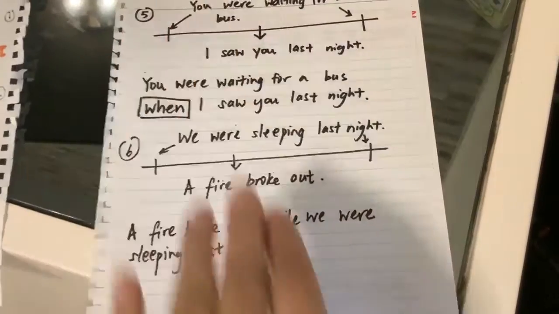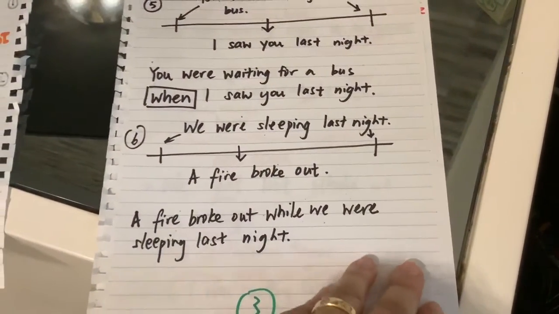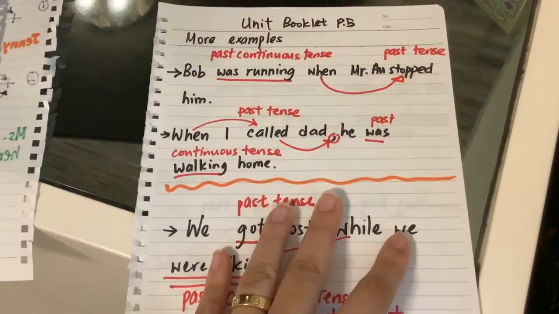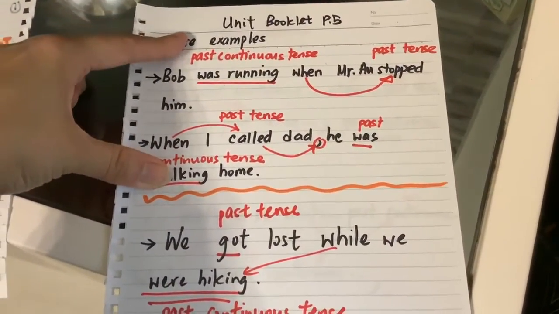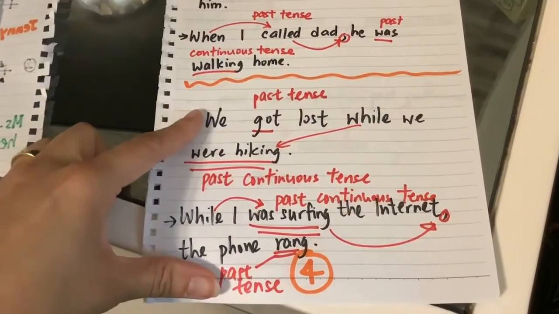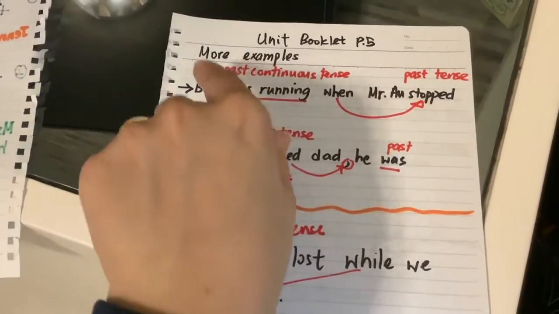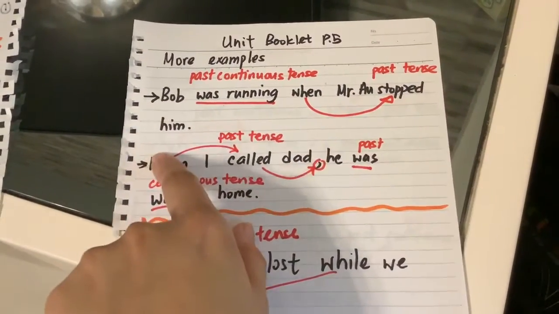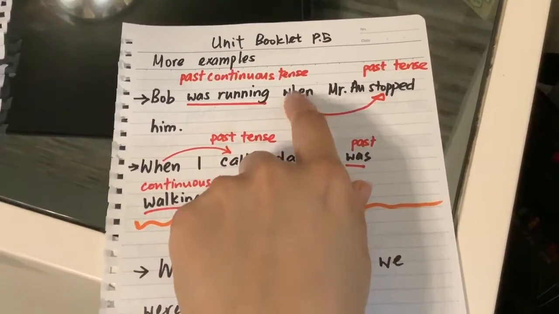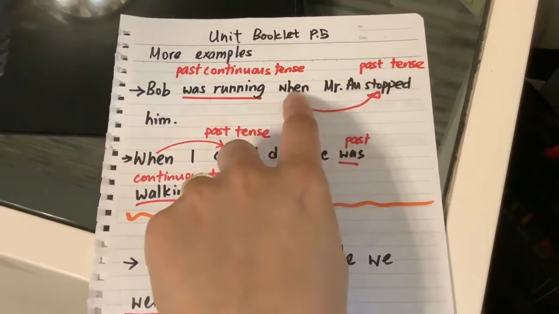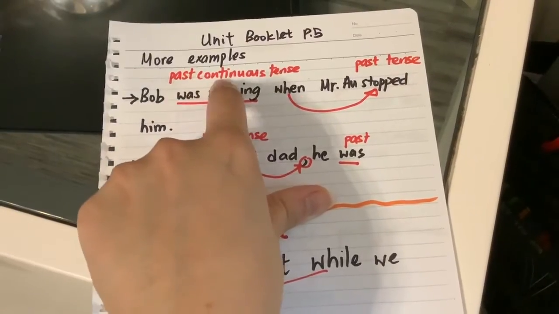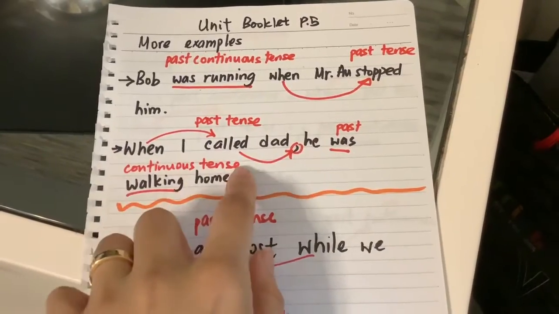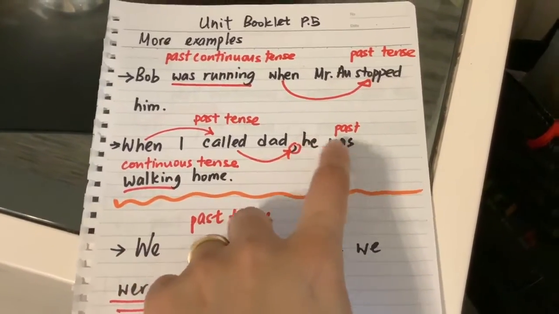Okay. There's a pattern for using when and for using while. So I'm going to show you in a moment. Okay. Now, here, this one uses when. This one uses while. I'm going to show you the difference. Bob was running when Mr. Owl stopped him. So when you use when, after when, it will be past tense. Before when, it will be past continuous tense. Okay? Another example. When I called Dad, comma, he was walking home.